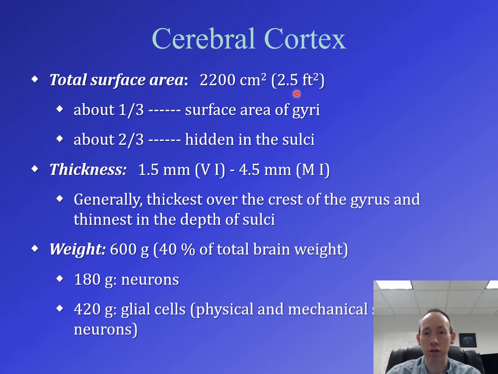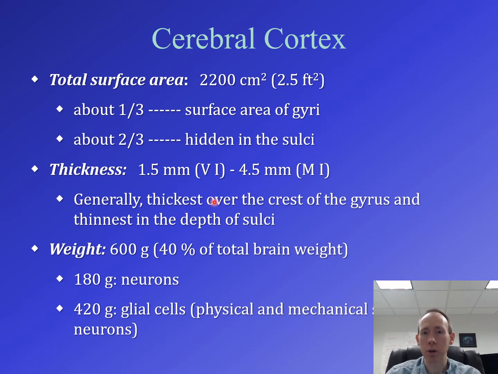So those are the grooves. The gyri are going to be the bumps, and the sulci are the canyons, the grooves. About 2/3 of the cortical surface is down within the sulci. So again, if we're just looking at the outside of the brain, there's a lot that we're missing. And that's where the imaging comes in, because the imaging can look all the way down into the sulci.